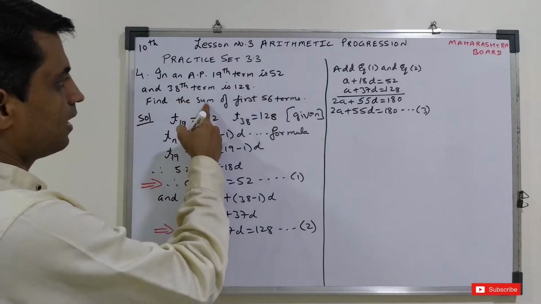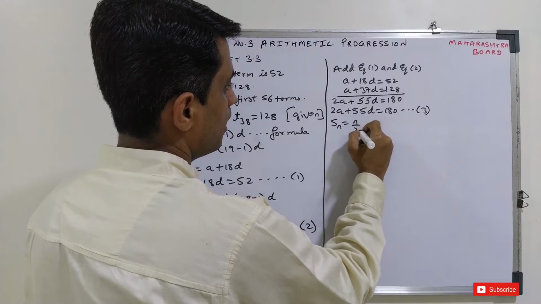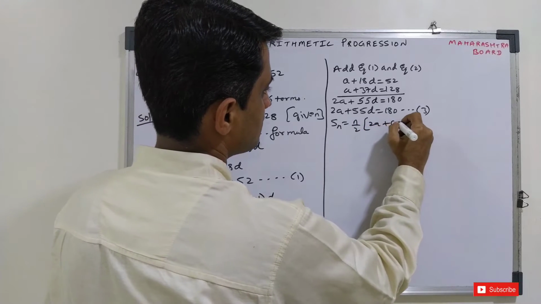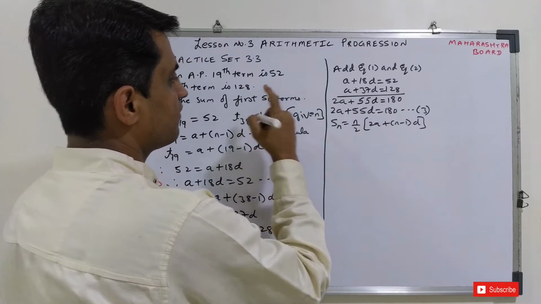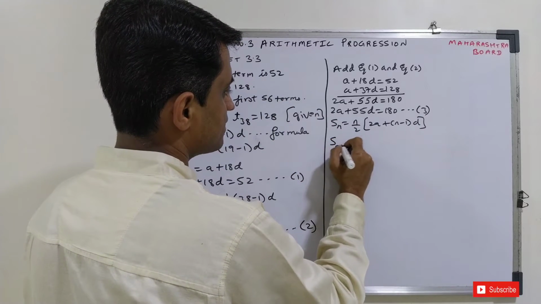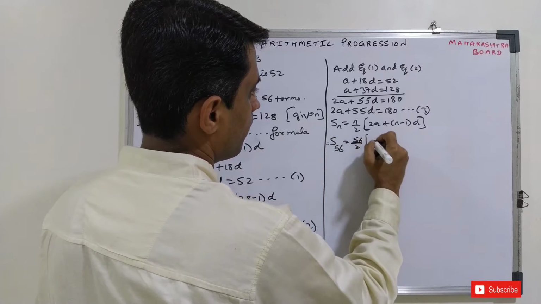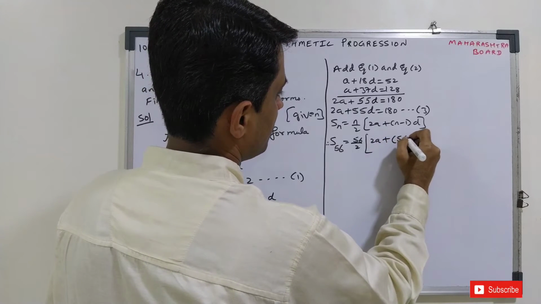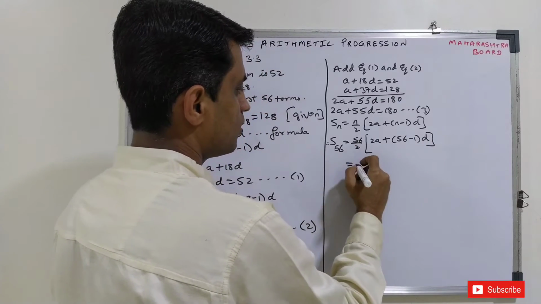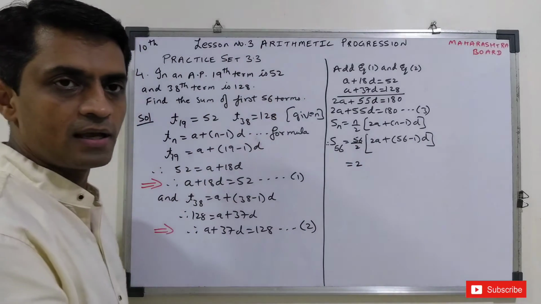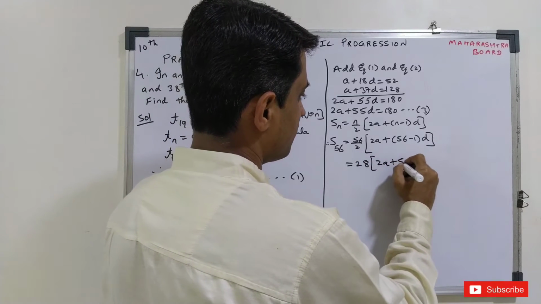Now you use the Sn formula. Sn is equal to n upon 2, 2a plus n minus 1 into d. Now, n is what? 56. So S56 is 56 upon 2, 2a plus 56 minus 1 into d. So this will give you 2a plus 55d.